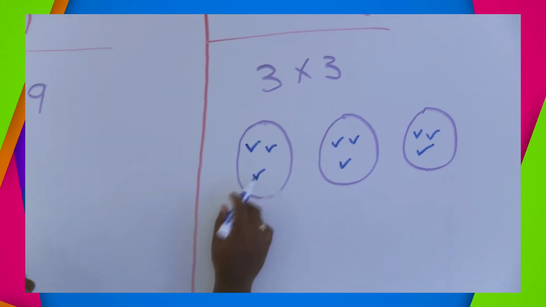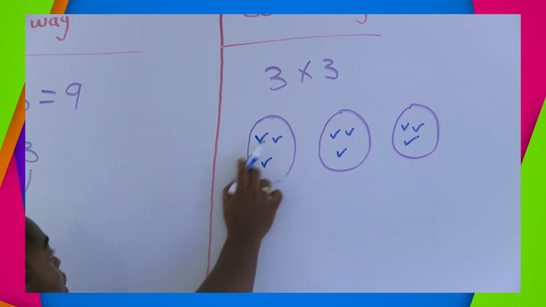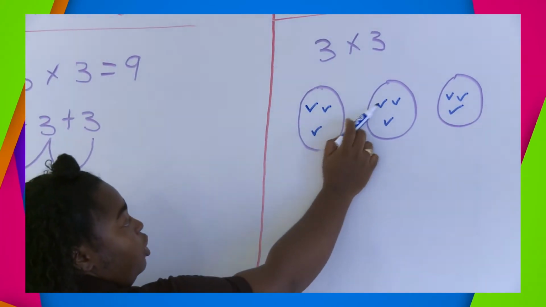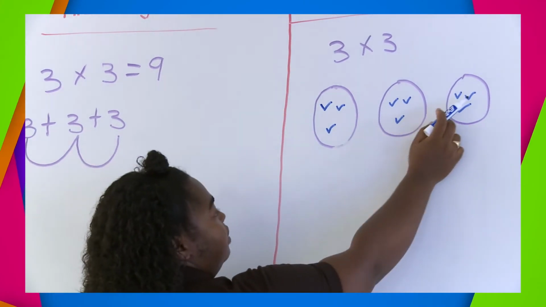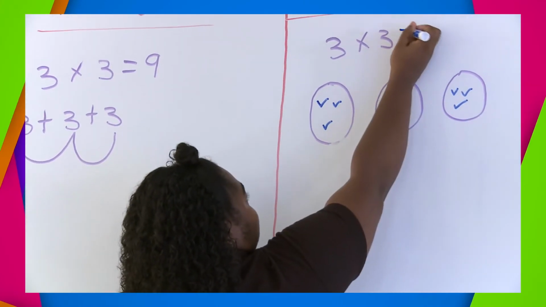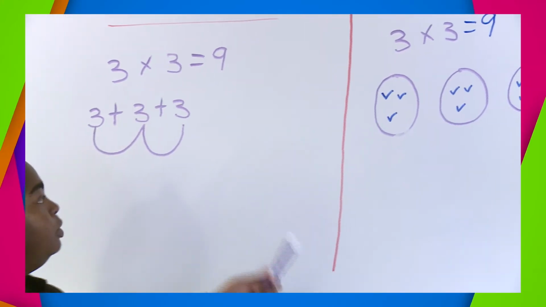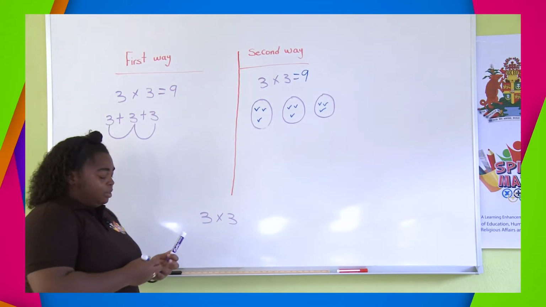Now I'm going to count it. Now in this first one, I know it's 3 already, so I don't need to count 1, 2, 3. I can just start from the 3. So 3, 4, 5, 6, 7, 8, 9. And there you have the same answer, but you have 2 ways in which you can show your working.